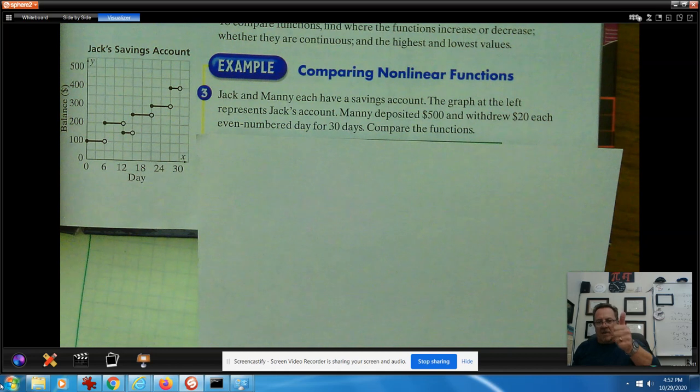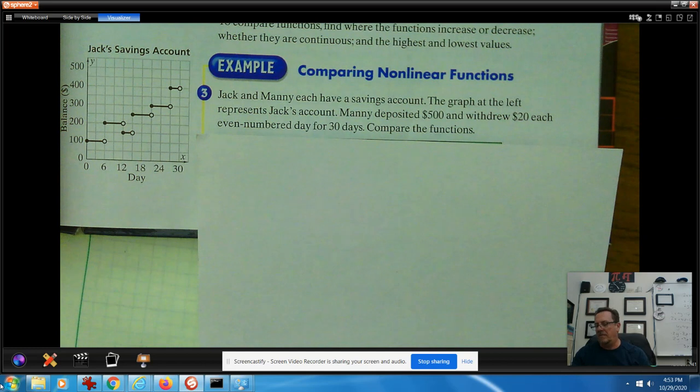So let's recap what we said before. Jack started with $100 in his account. It fluctuated up and down throughout the month, and he ended up with $400 in his account at the end of the month. Okay, all of that information I can tell from the graph. The other thing, if we look at it from a mathematical perspective, is to ask: is this function of money in his savings account continuous or is it not continuous?